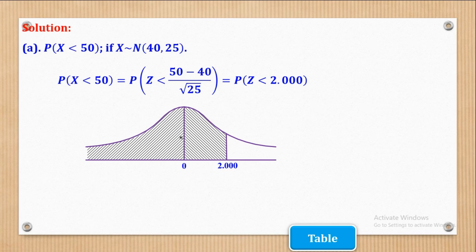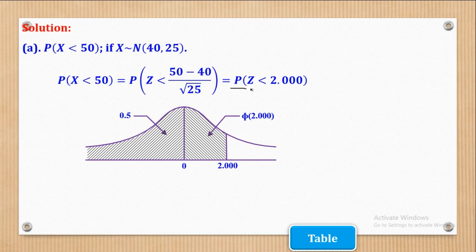Then after that we remember that phi means probability from 0 to that value. So phi of 2.000 is the probability from 0 up to that value, which is 2.000. And for this other part, I think we realize that the whole of this half has been shaded, meaning that the probability there is 0.5.